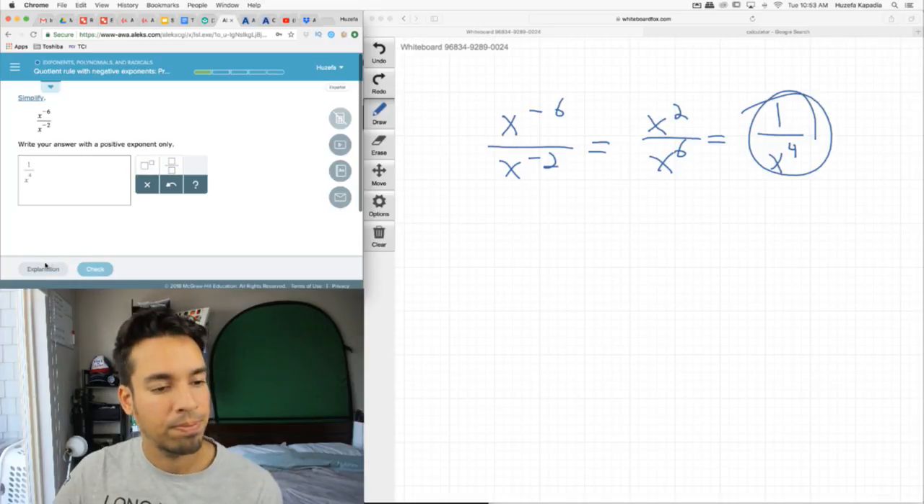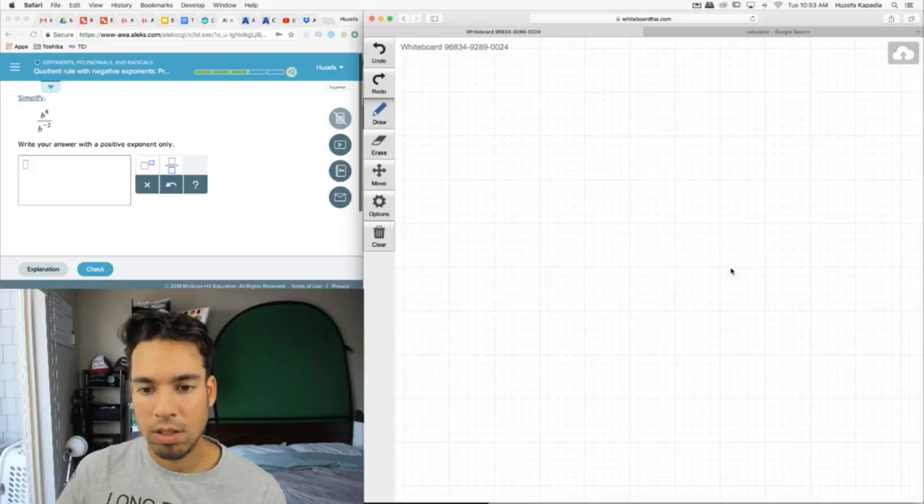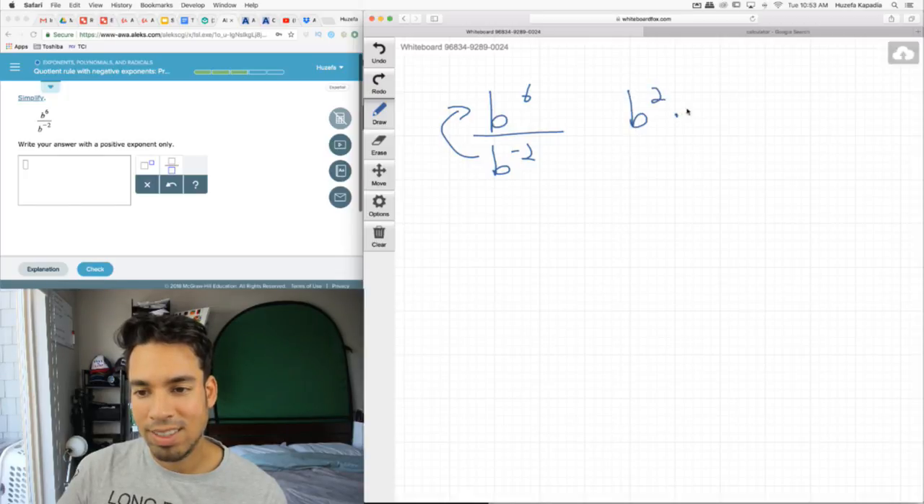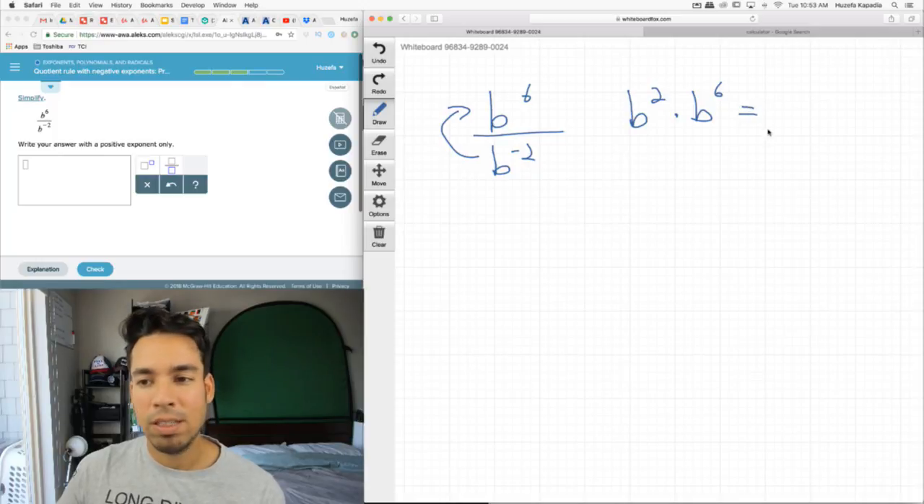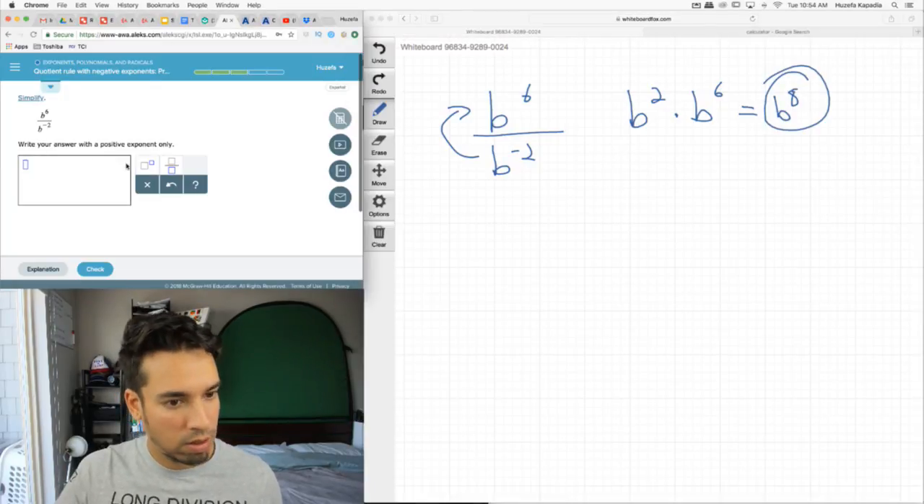All right, here we go. Last one, we've got b to the 6th over b to the -2. Now, we can bring this up, right? And then the denominator is essentially gone. So it's then b squared times, this is going to be multiplying this, b to the 6th. And then this is our basic addition exponent rule. b squared times b to the 6th becomes b to the 8th. We add those together, and we're done.